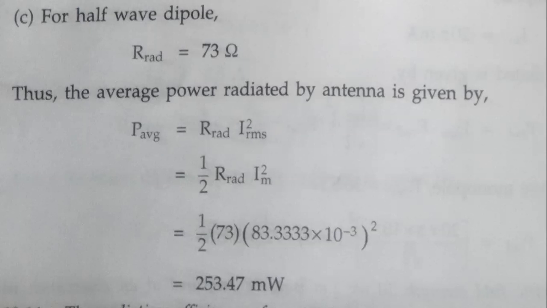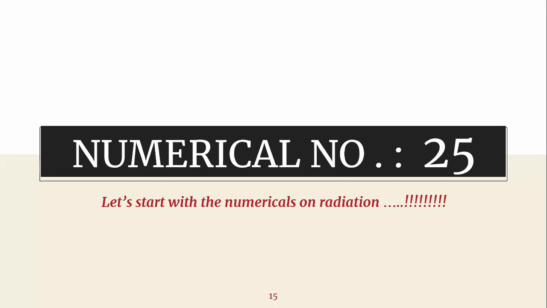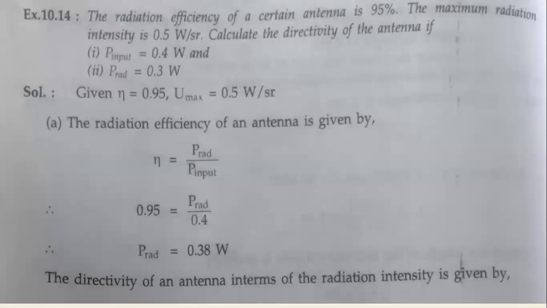253.47 milliwatt. You will get this answer by substituting the value of the radiated power and the other values, and with the help of the basic formula of the radiated power, you can calculate the value. P average. Go for the next one.